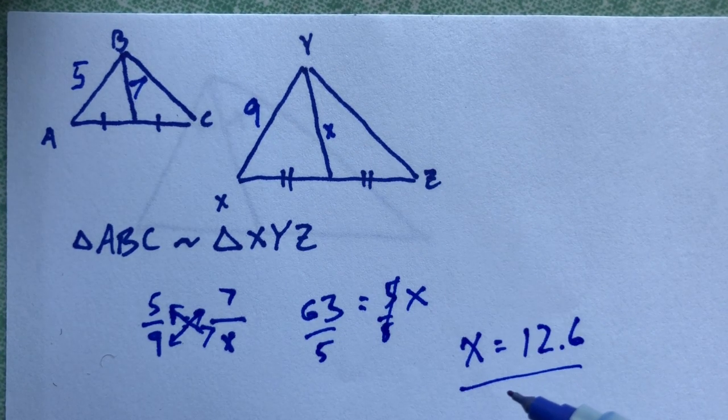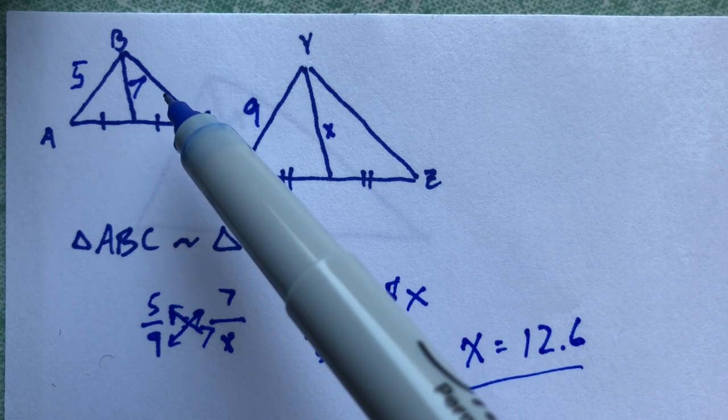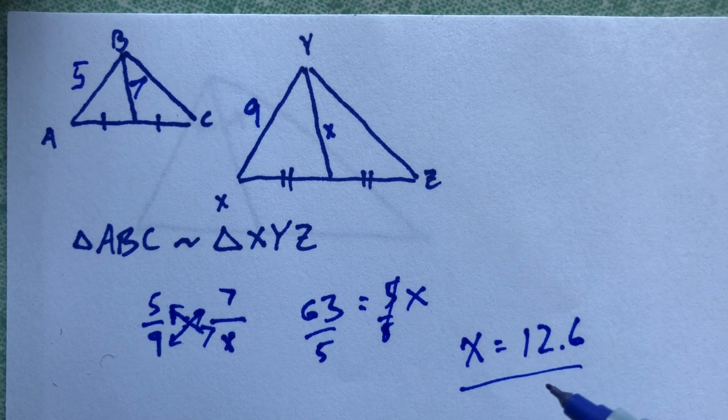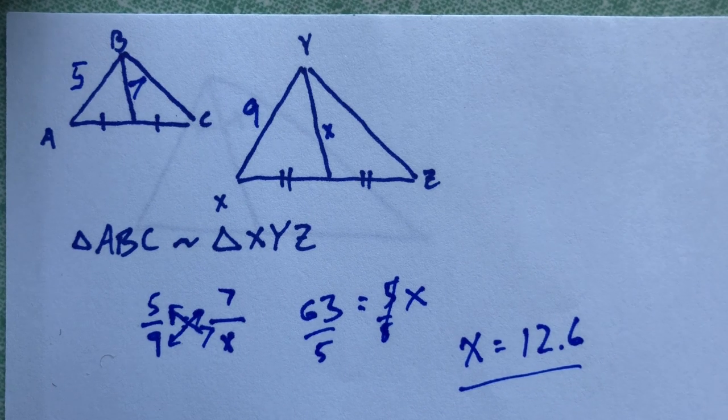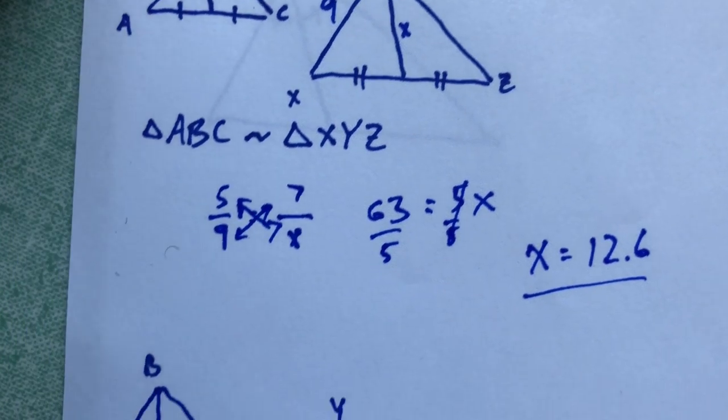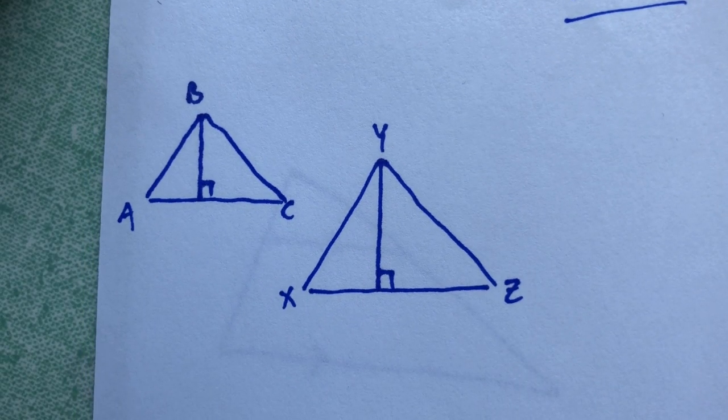It's always a good idea to do a quick check. We definitely need to get something bigger than 7 because it's a bigger triangle. We did. We got 12.6. So if you do it in the wrong order, you're probably going to get something smaller. So watch out for that. So that's medians. And that same relationship, the same trick holds for these segments too.